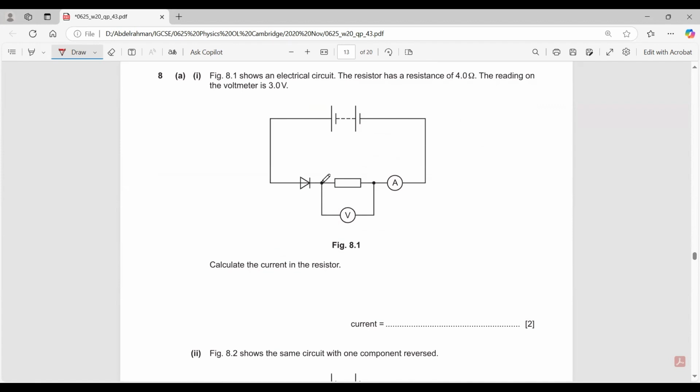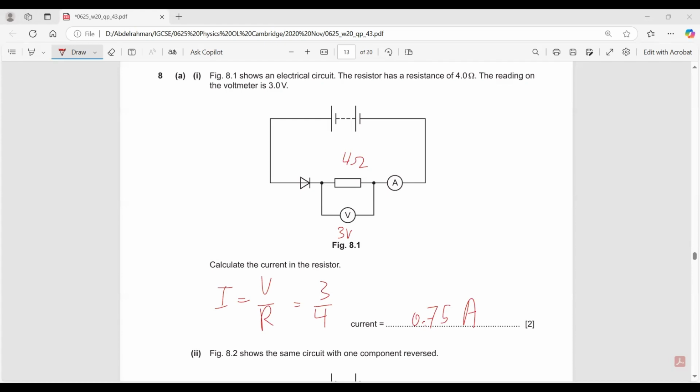You have an electrical circuit with a current in the circuit. Find the current in the circuit. The reading on the voltmeter is 3 volts, and the resistor has a resistance of 4 ohms. Can I find the current? I equals V over R. So basically 3 over 4, which is 0.75 amperes.